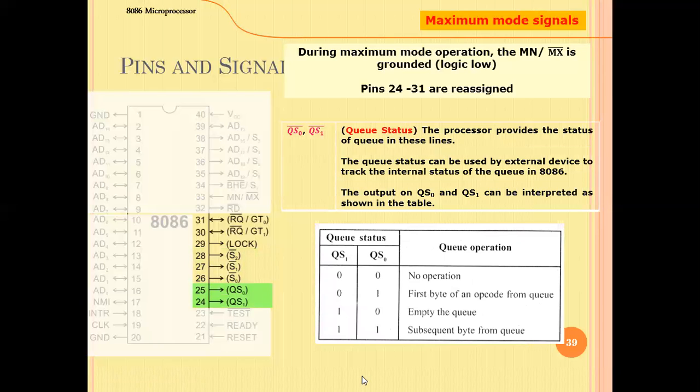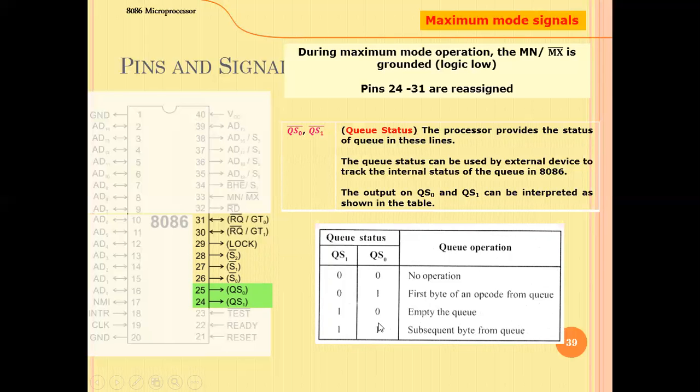Now we have two more signals, called QS0 and QS1. These two are useful for knowing the status of the queue. In 8086 we have a 6 byte fetch queue, right? To know the status of it, these two pins are useful. Whenever these two are 0 0, there is no operation with the fetch queue. When it is 0 1, it is the first byte of an opcode from the queue. And when it is 1 0, the queue is empty.